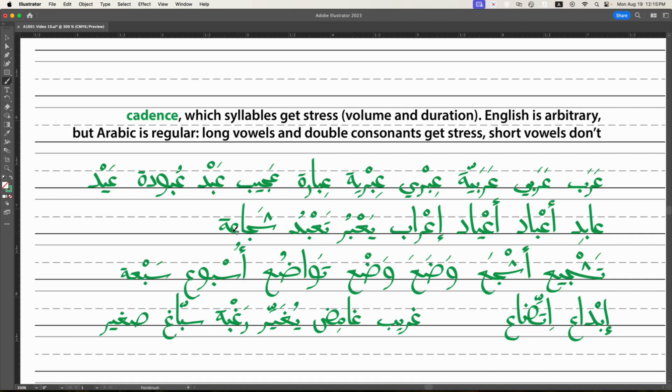Now say it with ta marbuta at the end. Shaja'a. Not shaja'a with the uh-oh sound, but deeper in your throat. Shaja'a, like that. And this is for the root. This is bravery. The root for courage is sheen, jim, ain. So tasji'. You see ain at the end of a word a lot.